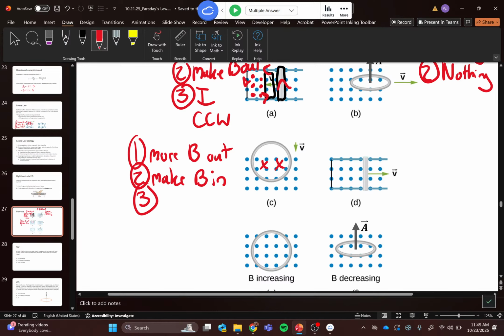How do I make that happen? Clockwise. I need to make a field that's in to cancel it. Thumb goes in, clockwise current. Thumb is field in, rule 2.5.